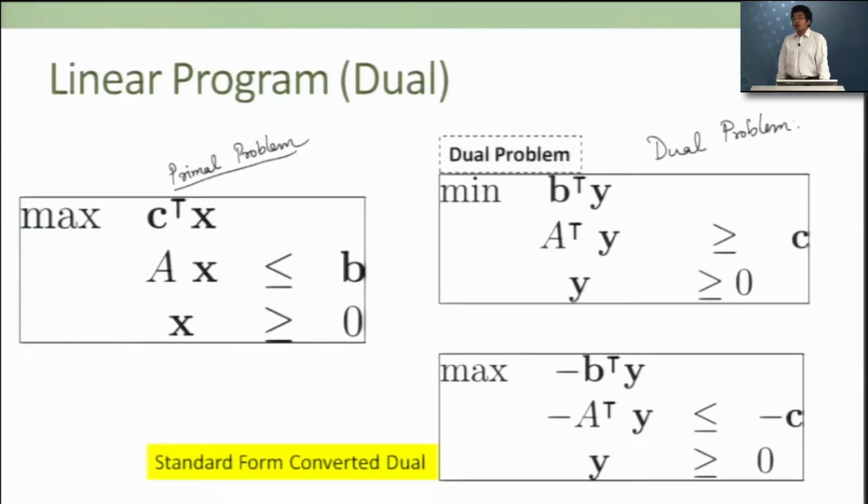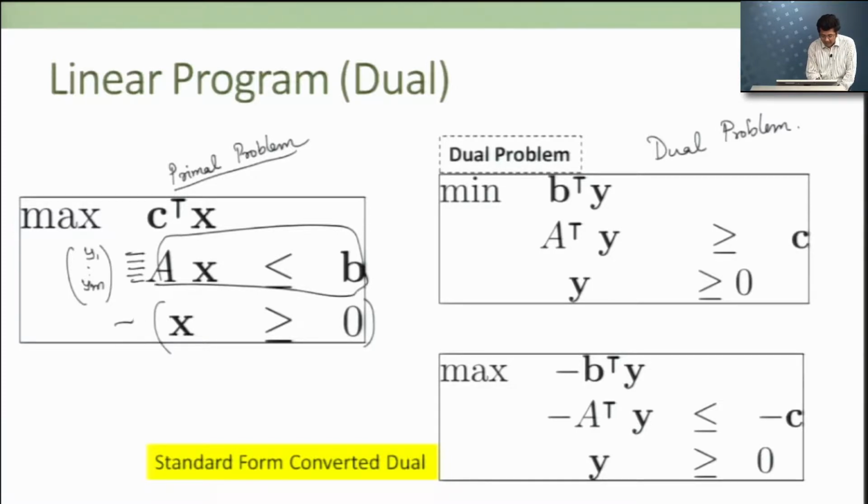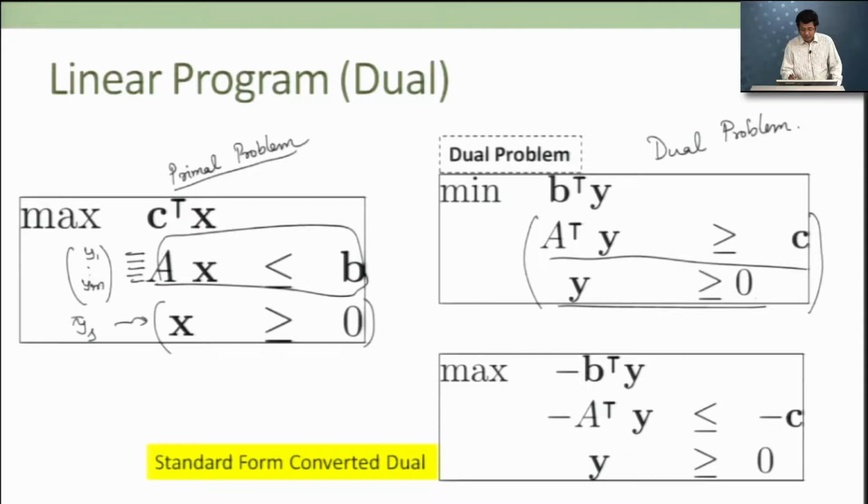Recall, how did we derive the dual? To derive the dual, we associated multipliers y1 through ym with every constraint in the original problem. We even associated multipliers with the non-negativity constraints, but we got rid of them later on. We found out that any set of multiplier values that satisfies these constraints, A transpose y greater than or equal to c and y greater than or equal to 0, gives us a bound of b transpose y on the primal objective.